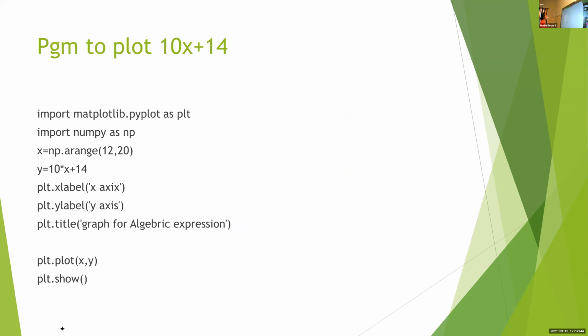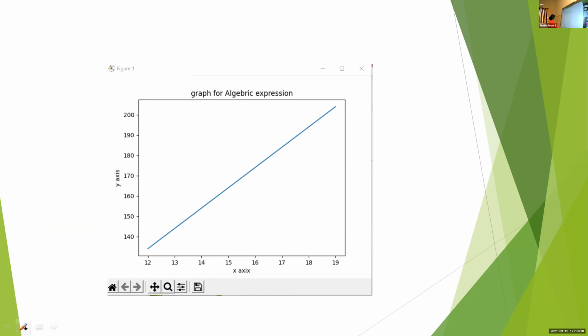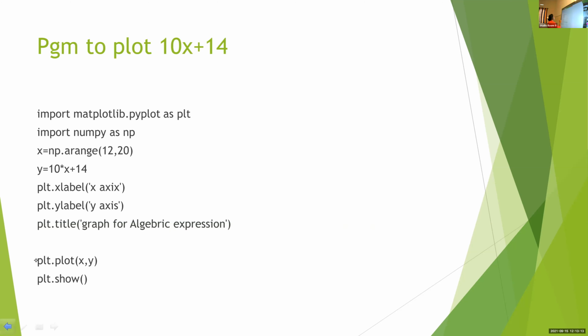The next is the program to plot 10x plus 14. That is, if we want to plot a graph based on one equation, how can we plot it? 10x plus 14. First, you want to import the Matplotlib library. After that, here I am using the arange function, so you want to import numpy as np. After that, y is equal to 10 into x plus 14.